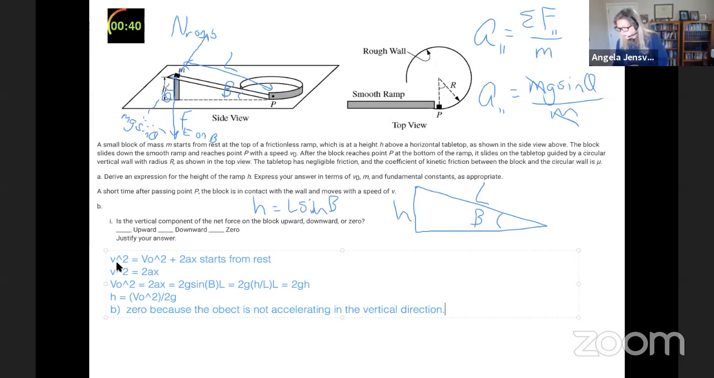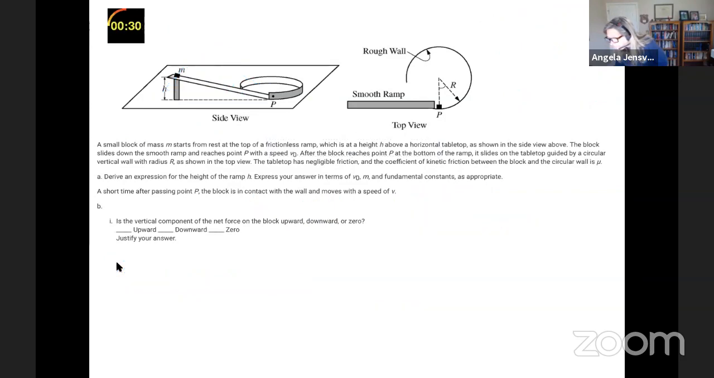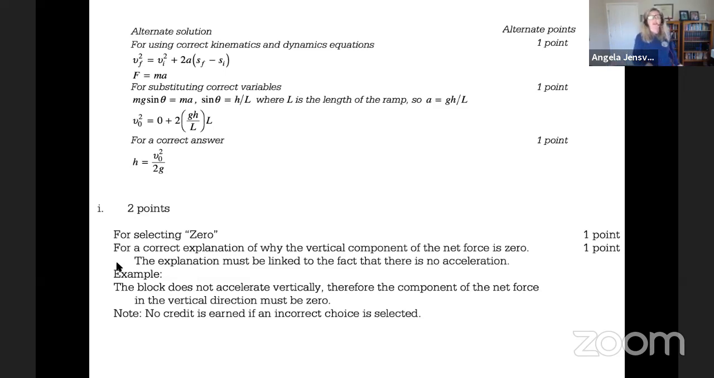You know what we need to do? Let's look at the rubric. This is the rubric that was used to grade this. So let's see how we did. For using correct kinematic and dynamic equations, 1 point for that. For substituting in correct values, so for substituting in V naught for the final, GH over L for sine theta, and L for the length.